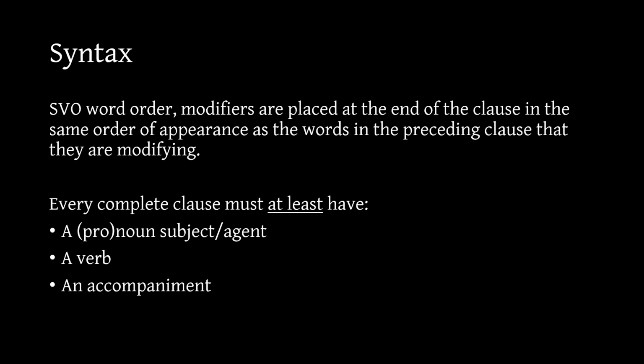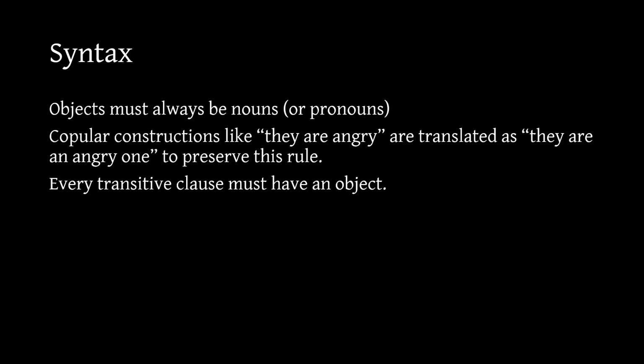Let's get onto the syntax now. This syntax is pretty basic. It's a strict SVO word order. Modifiers are placed at the end of the clause in the same order of appearance as the words in the preceding clause that they're modifying. So if you've got a fat dog and a black cat, you'll say that you've got a dog, cat, fat, black.